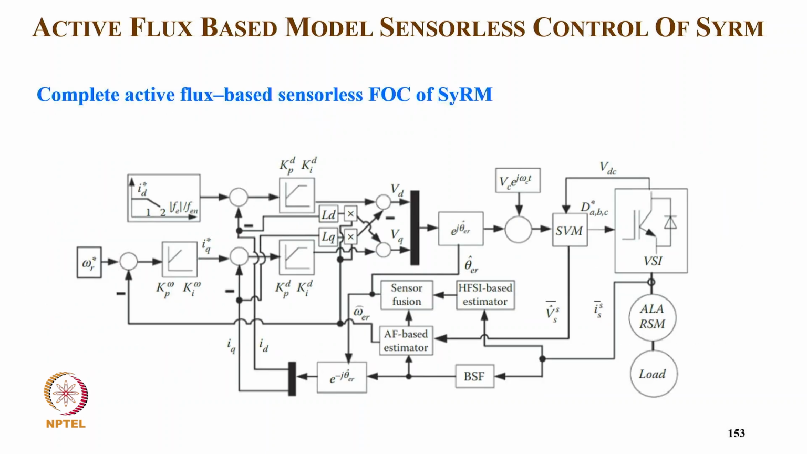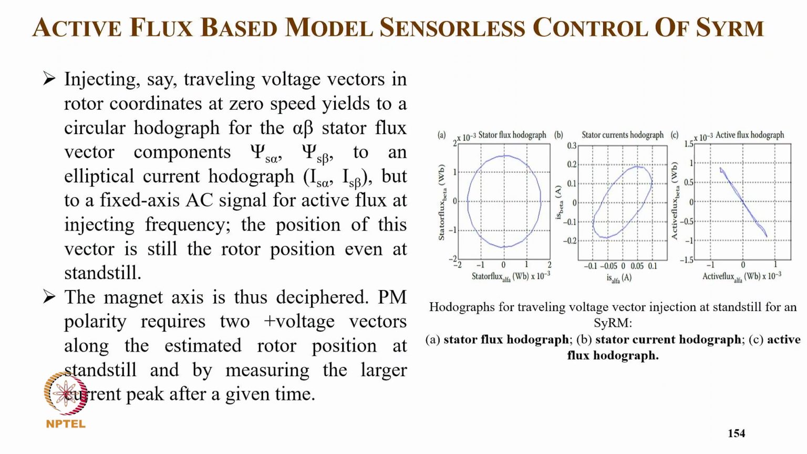And this is typically the complete active flux based sensorless field oriented control. So here also we are sensing typically the current, and then we have filters and then the estimator. So it goes with the speed control for the torque producing component. Then we have the flux producing component which goes with the PI control. We get VD, VQ, the cross coupling, and then by inverse transformation we get the voltage vectors, and we have a vector. So we go for space vector modulation.